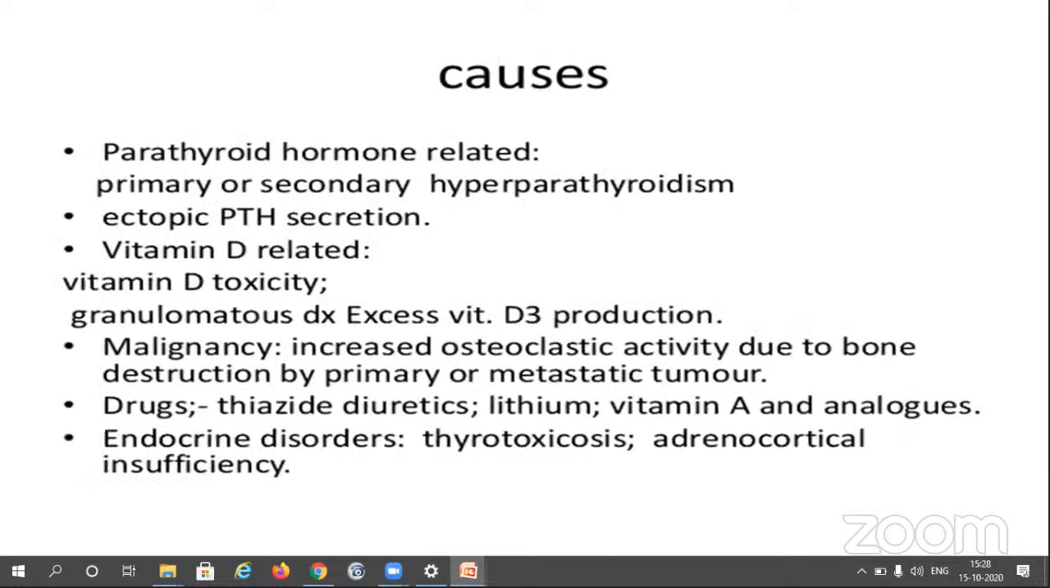Causes of hypercalcemia are parathyroid hormone related. Causes related to the parathyroid hormone are primary or secondary hyperparathyroidism and ectopic parathyroid hormone secretion. Vitamin D related causes are vitamin D toxicity and granulomatous diseases, with excess vitamin D3 production. Malignancy causes increased osteoclastic activity due to bone destruction by primary or metastatic tumor. Drugs include diuretics, lithium, vitamin A and its analogs. Endocrine disorders include thyrotoxicosis and adrenocortical insufficiency.